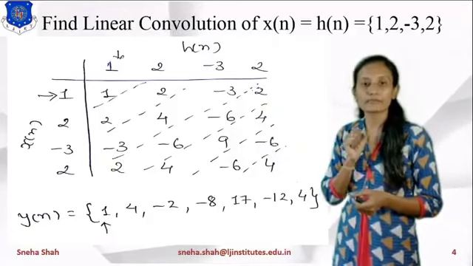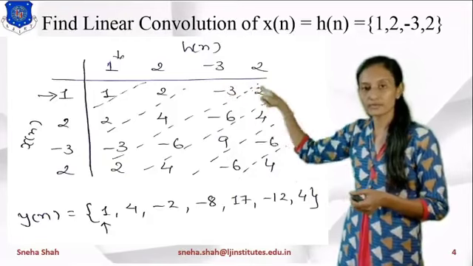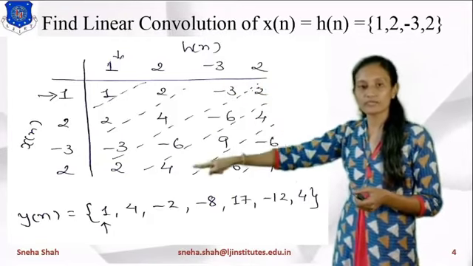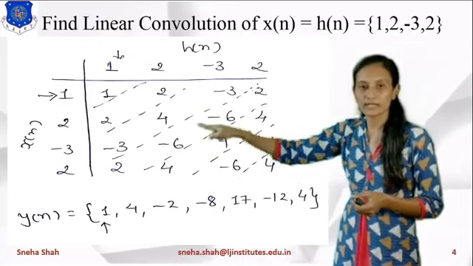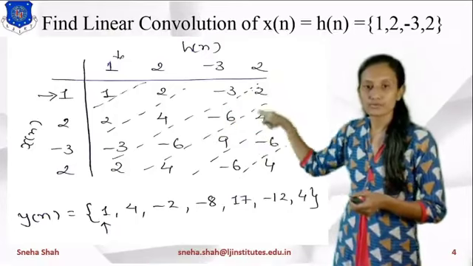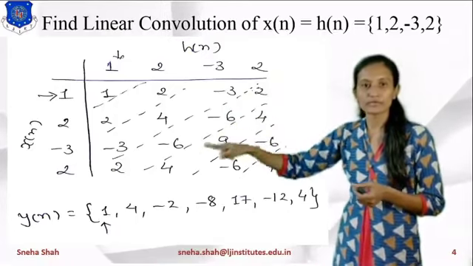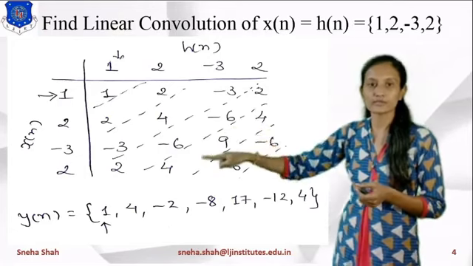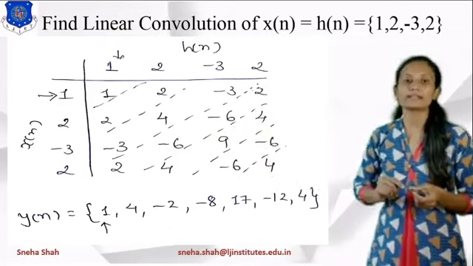Now we will multiply one term with another term, like 1 will multiply with 1, 2, minus 3, 2. Same way 2 will multiply with 1, 2, minus 3, 2. So the terms will be 1 into 1 is 1, 1 into 2 is 2, 1 into minus 3 is minus 3, 1 into 2 is 2. Same way 2 into 1 means 2, 2 into 2 means 4, 2 into minus 3 means minus 6, and 2 into 2 means 4.